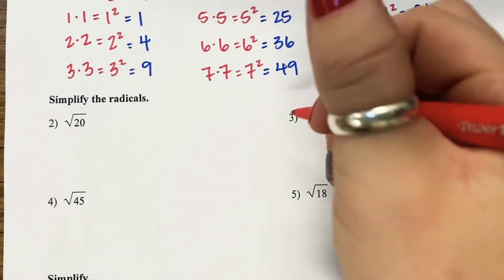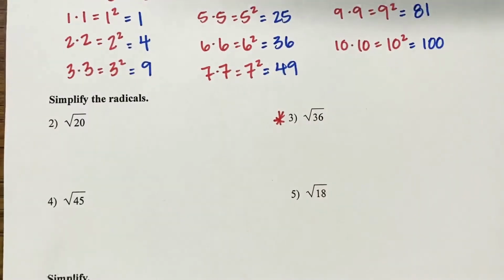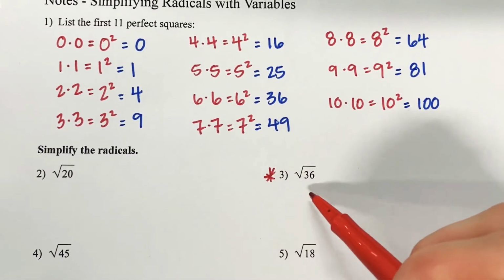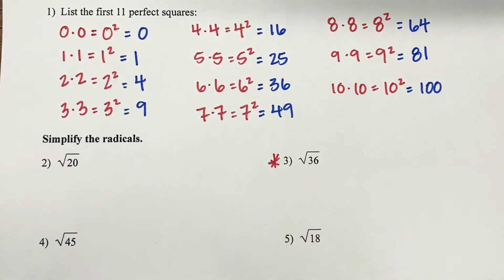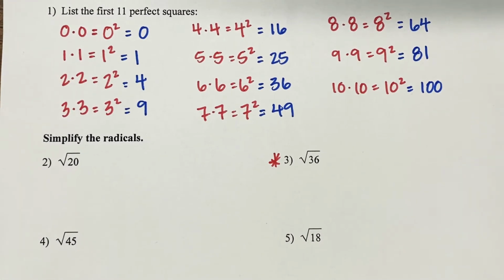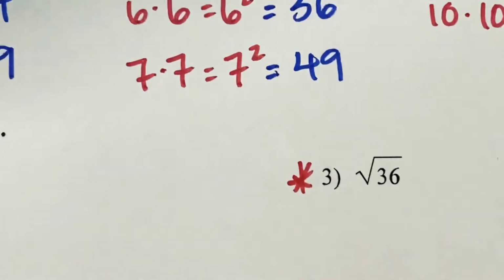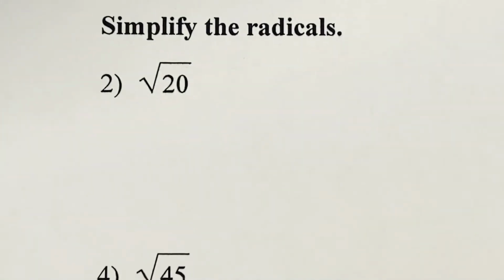Okay, so I only see one number that was on our list in blue. Okay, this is number 3. This is a square root of 36. Okay, so once you've placed a star by that, go ahead and just leave it there for a second. And let's look at number 2.